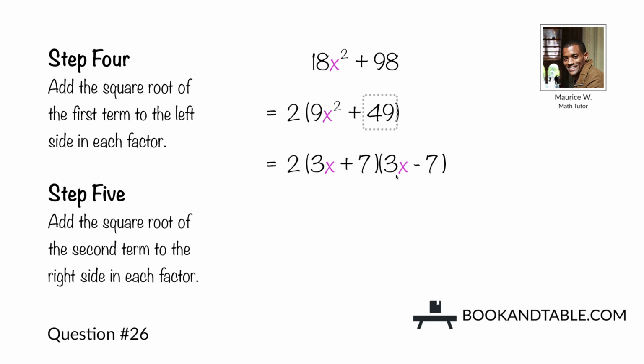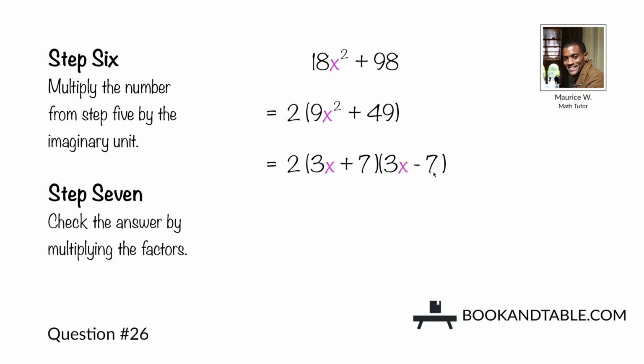Step 5, we add the square root of the second term, 49, to the right side in each factor. The square root of 49 is 7, so we add 7 to each of these factors in the parentheses. And now step 6, we multiply our 7 from step 5 by the imaginary unit i, showing us that 18x squared plus 98 can be factored to 2 times (3x plus 7i) times (3x minus 7i).